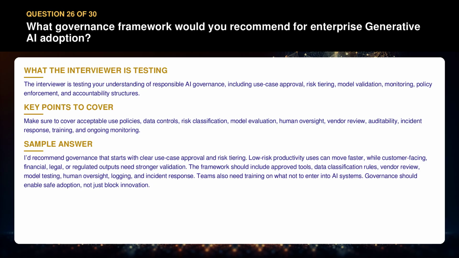I'd recommend governance that starts with clear use case approval and risk tiering. Low-risk productivity uses can move faster, while customer-facing, financial, legal, or regulated outputs need stronger validation. The framework should include approved tools, data classification rules, vendor review, model testing, human oversight, logging, and incident response. Teams also need training on what not to enter into AI systems. Governance should enable safe adoption, not just block innovation.